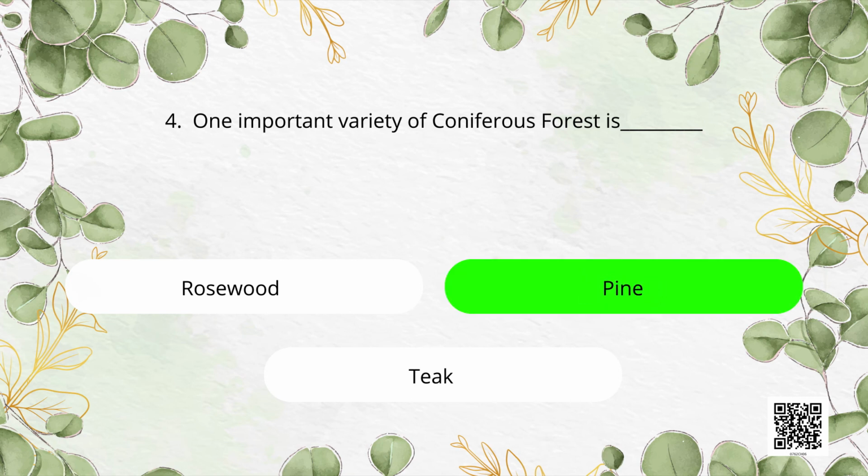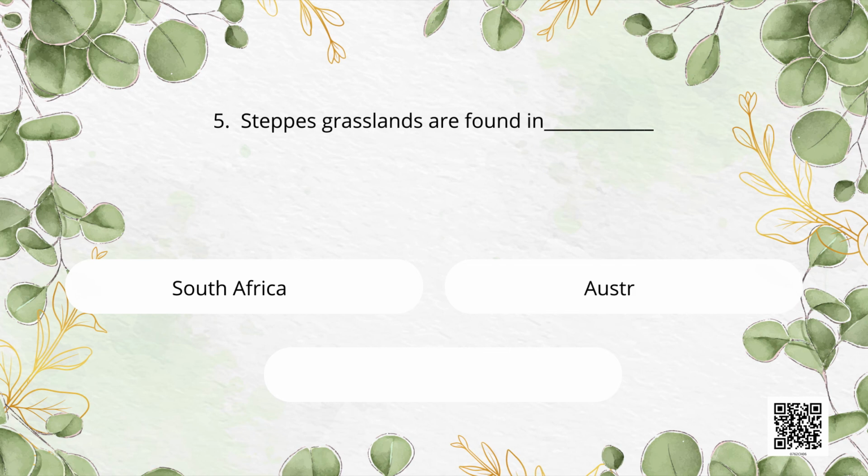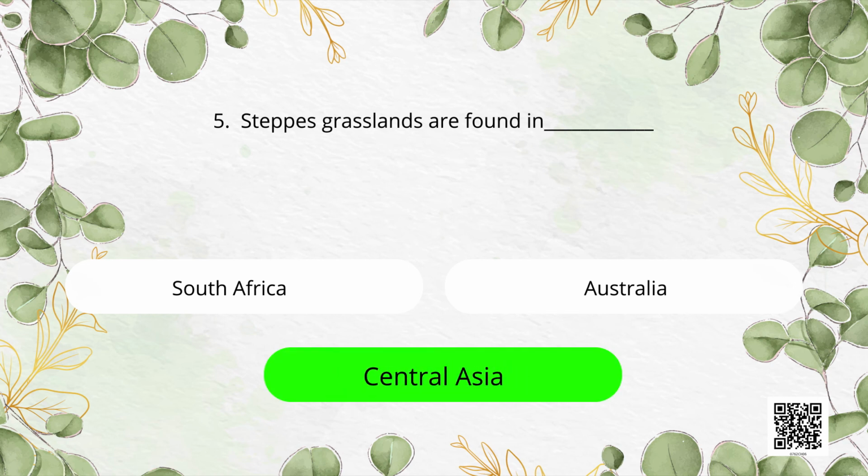Let's move on to the last question. Steppes grasslands are found in, and the options are South Africa, Australia, or Central Asia. And the correct option is, yes, Central Asia.